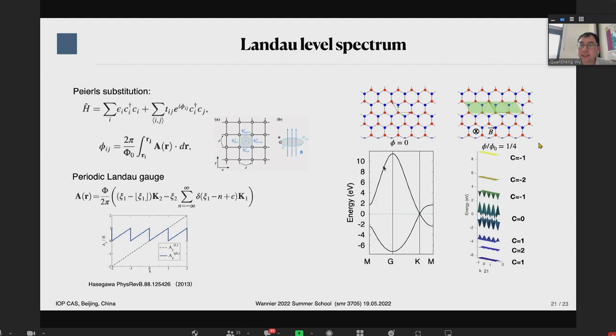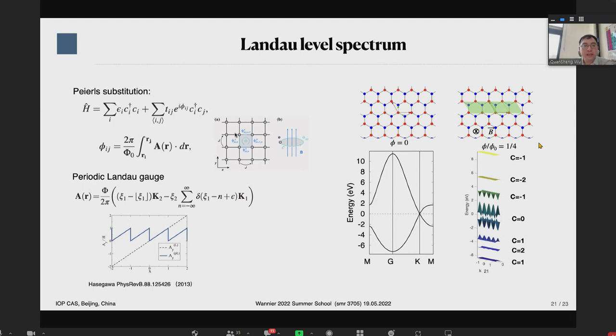And here's the calculation for the graphene system. Okay, this is the band structure. And actually this band structure is obtained from the DFT calculation with Wannier90, so it's a little bit different from the band structure previously obtained from the Slater-Koster model. Okay. And if you apply the magnetic field here, for example, if the flux per unit cell is one quarter, you'll find that the bands are quantized into Landau levels. See, the bands are split into Landau levels.